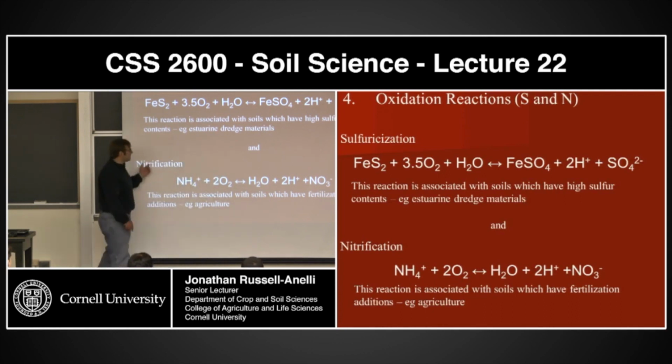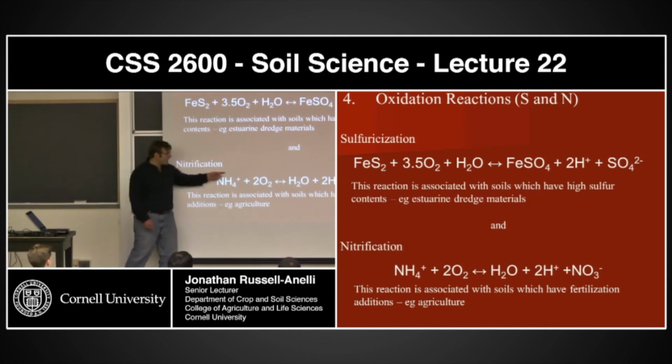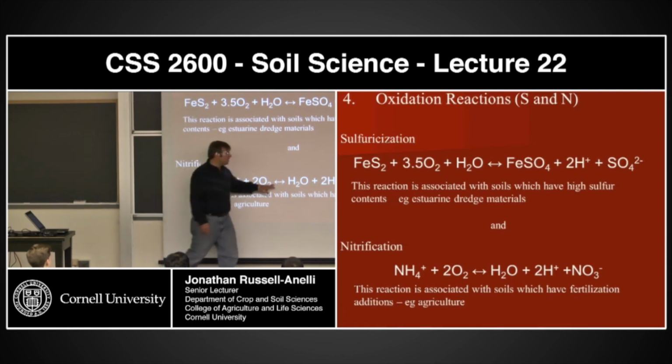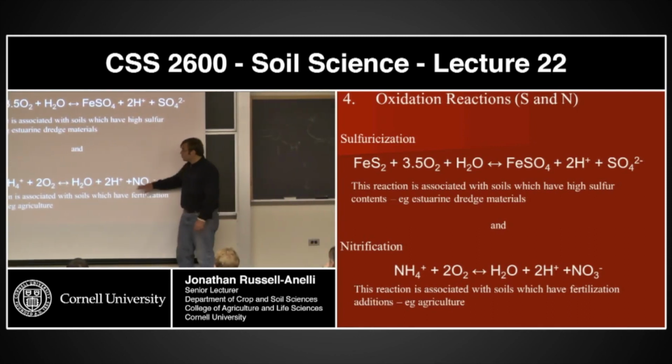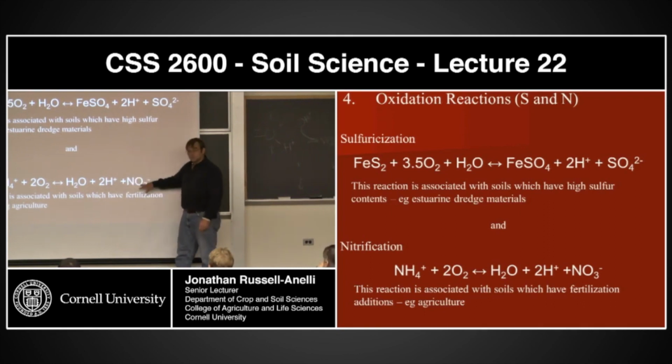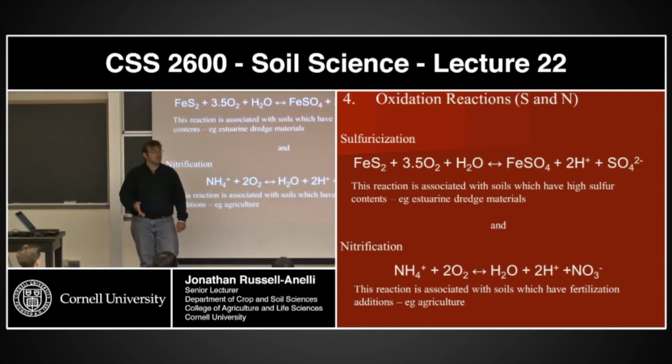Now, another example of this is nitrification. This has to do more with agriculture, but if I start adding ammonium as a fertilizer to my soils in the presence of oxygen, I'm basically going to be making water and nitric acid, another strong acid. I get two protons for the nitrate. This reaction is associated with soils that have a lot of fertilizer. So by fertilizing with ammonium, I am, in essence, going to be lowering my pH in my soils.